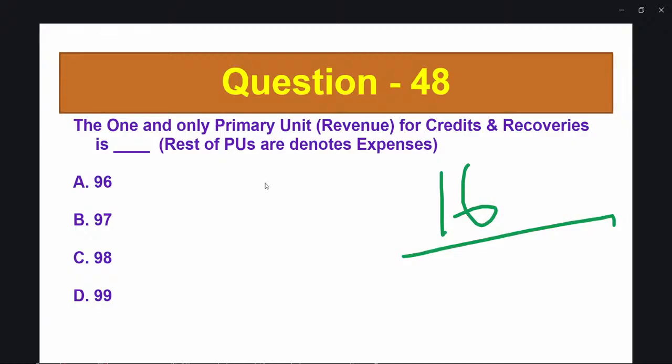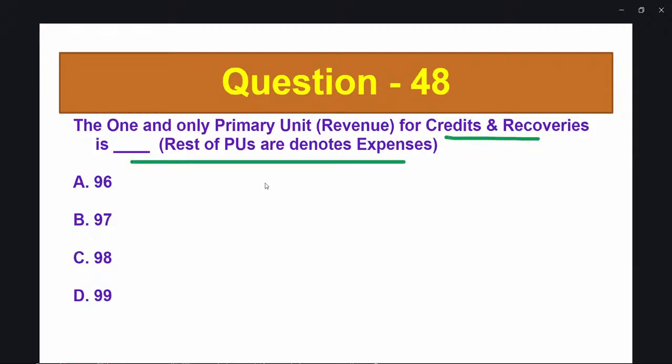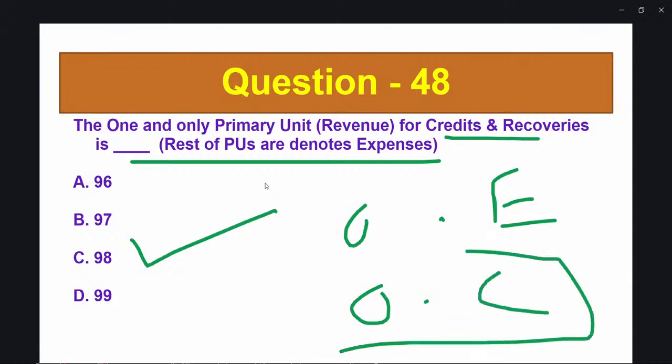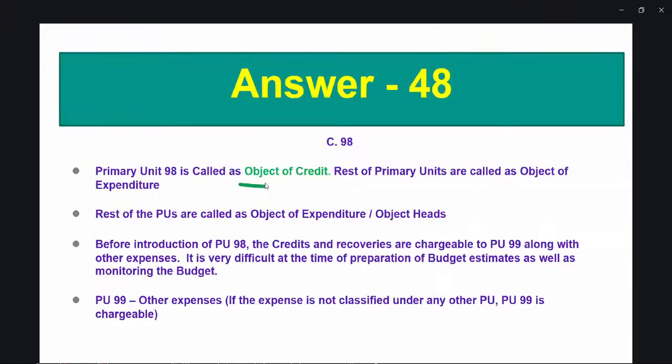The one and only primary unit for credits and recoveries is 98. All other PUs are objects of expenditure. But this is the object of credit. Only 98 is the object of credit. All others are objects of expenditure.